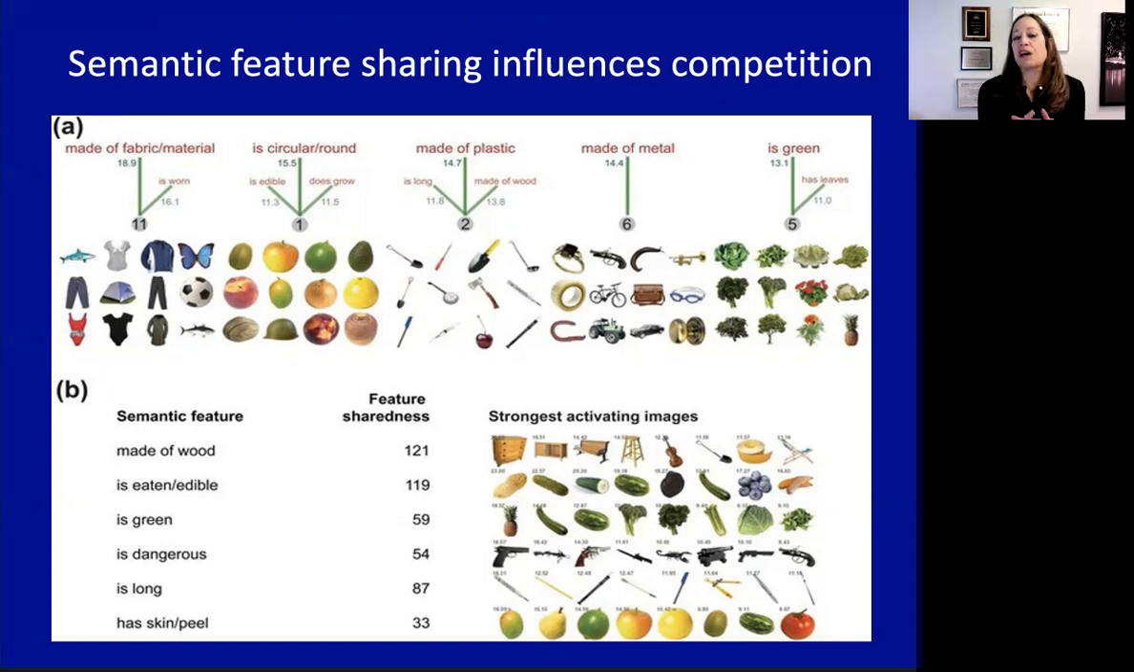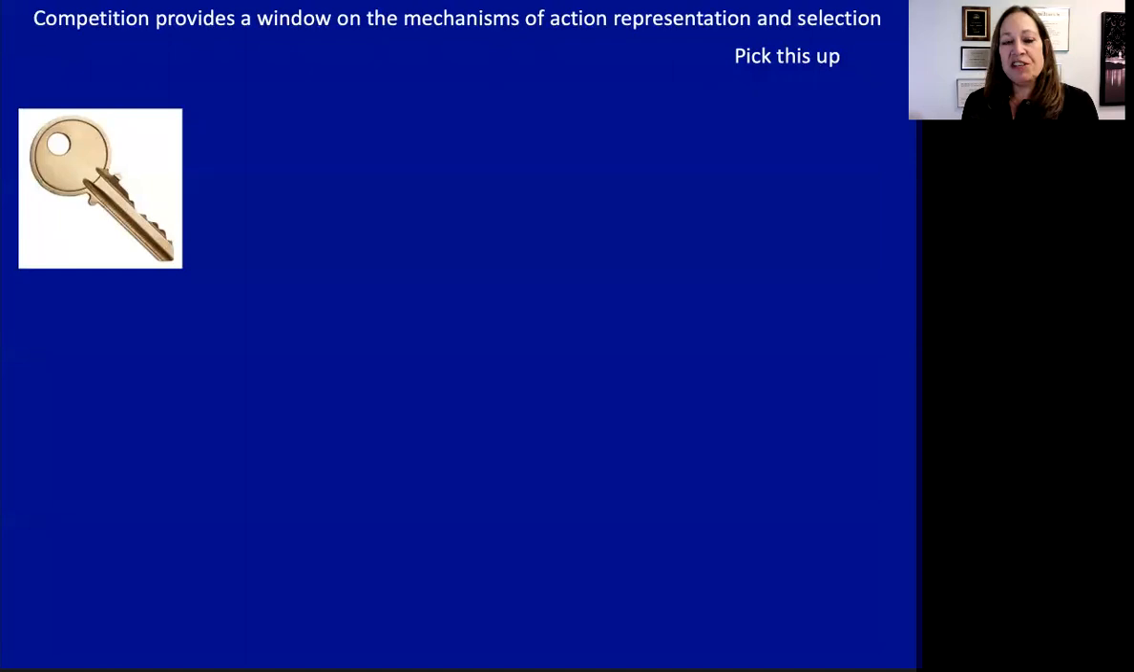So similar work had not been done in the domain of tool actions. Indeed, the notion even that tool actions could be semantic was not something that had really been entertained. So one more bit of the tutorial before I go on to another finding. This will help you think about the different kinds of competition that might happen between tool actions, and to think about the fact that competition allows us to understand the mechanisms of action, representation, and selection.